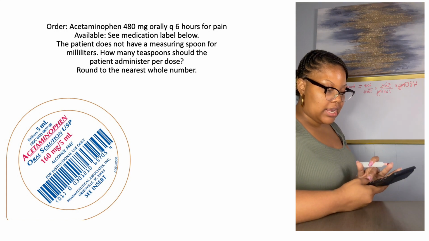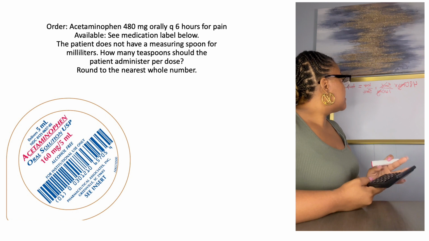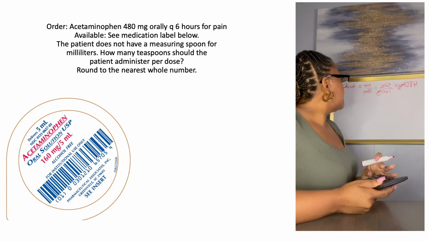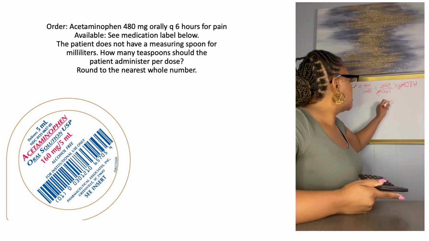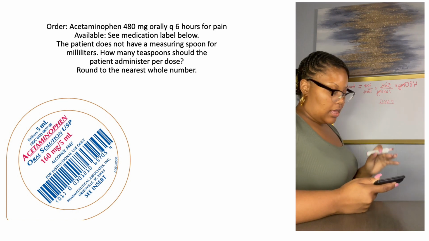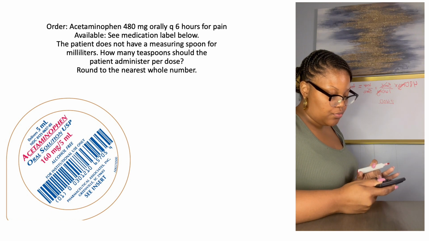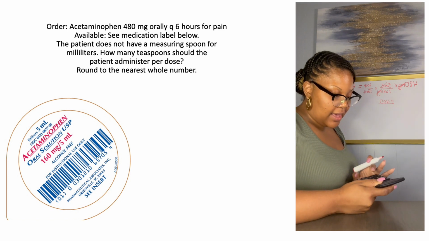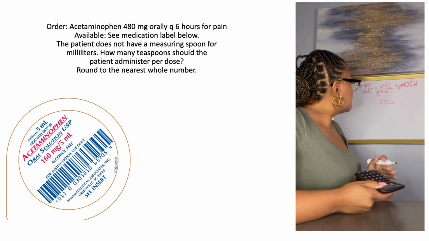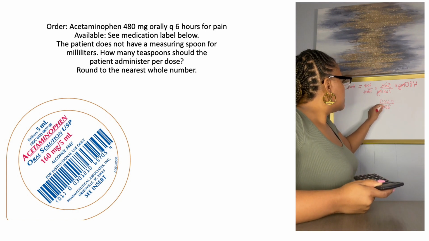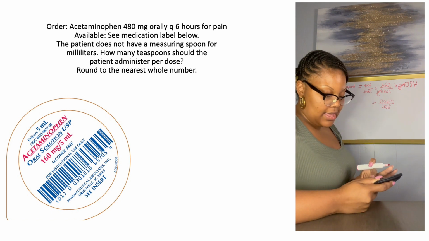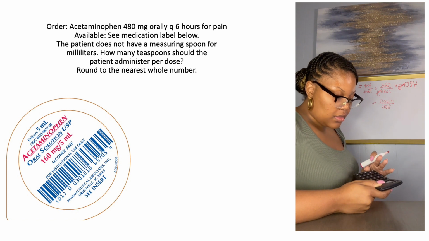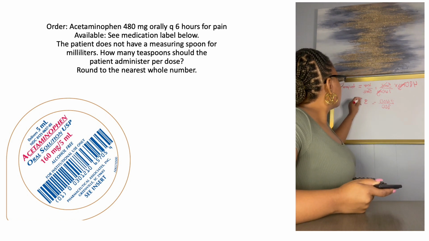So we have 480 times 5, and that will give us 2,400. And then we have 160. We're just multiplying straight across. Times 5, and that will give us 800. All right, now all we have to do is do 2,400 divided by 800, and we will get 3. So this patient would get 3 teaspoons.